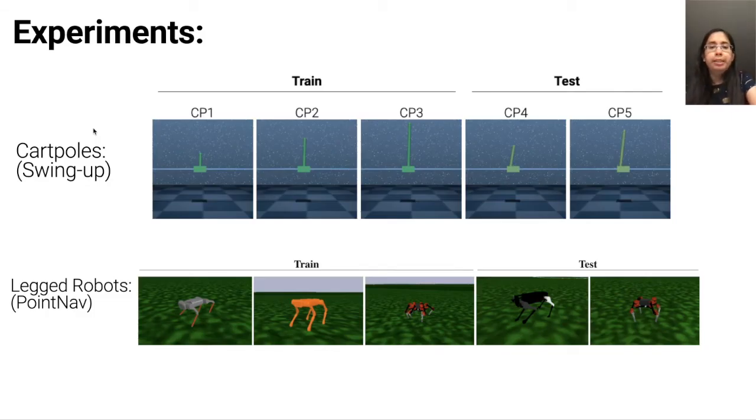So to test this approach, we consider 2 sets of experiments on cart poles, in which we have 3 training cart poles and 2 held out test cart pole models, as well as legged robots, in which again we have 3 training legged robots, A1, Aliengo, and Daisy, and 2 test held out legged robots, Laikago and 4-legged Daisy.